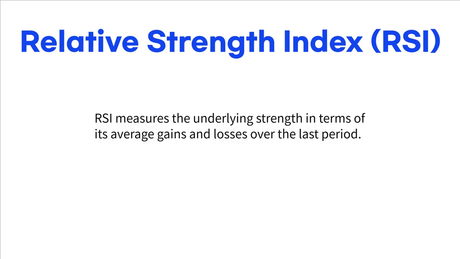Relative Strength Index, RSI, is another example of a momentum indicator. Similar to the stochastic, it helps us to see whether the market is currently in overbought or oversold conditions. Essentially, the RSI measures the underlying strength in terms of its average gains and losses over the last period.